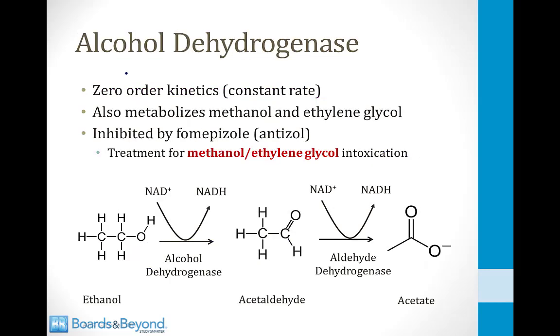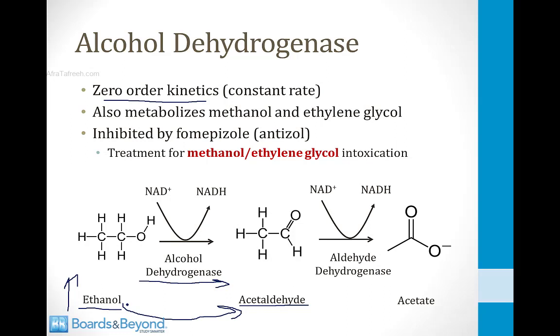I'll finish this module by talking about the enzyme alcohol dehydrogenase. This is the enzyme that catalyzes the first step in ethanol metabolism, the conversion of ethanol into acetaldehyde. Alcohol dehydrogenase operates under zero-order kinetics. This means that it has a constant rate at which it converts ethanol into acetaldehyde, and it cannot increase its rate when the level of ethanol gets high. This is why it takes a while for the body to metabolize ethanol, because alcohol dehydrogenase operates at a steady rate and can't raise that rate when the level of ethanol gets high.